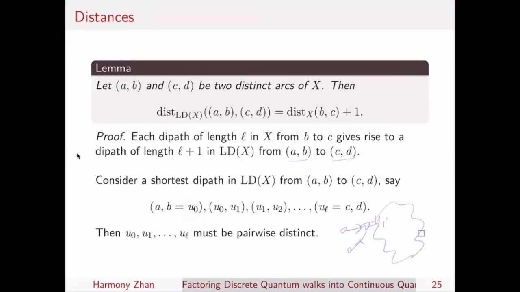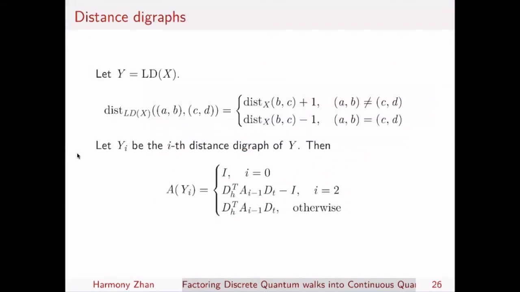But if ab and cd are the same, then we don't have this identity, because on the left-hand side, I will get a 0 because they are the same, but on the right-hand side, I will get 1 plus 1, which is 2. And the argument fails precisely at this step, because here, instead of getting a dipath, we get a cycle. Okay, so combining these two situations, I have a formula about distance in the line digraph in terms of the distance in the original graph.